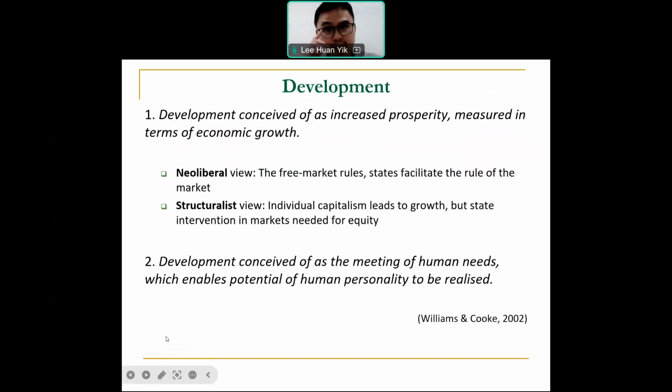And then when it comes to development, we're talking about an increase in prosperity, measured in economic terms. That's what we tend to know. That's the neoliberal view: the free market rules, and states facilitate the market. But at the same time, we have the structuralist view as well, where individual development leads to growth, but we have state intervention as well. Another view of development is in terms of meeting human needs, meeting the potential of human personality to be realized. So there are two different definitions here by Williams and Cook in 2002.